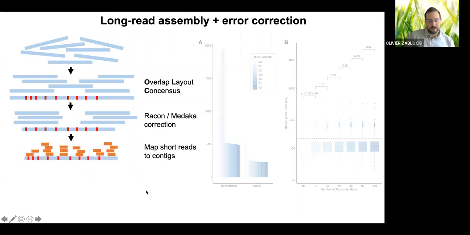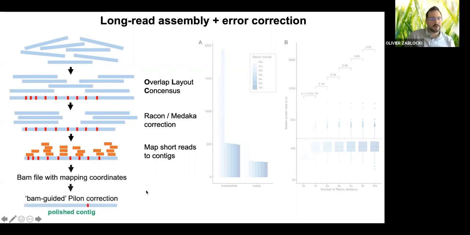This is what I just explained with Racon, self-mappings.